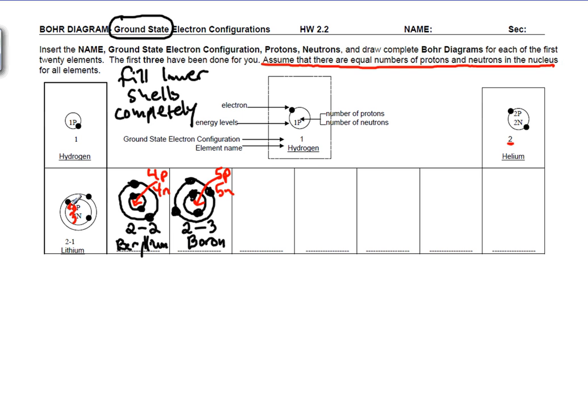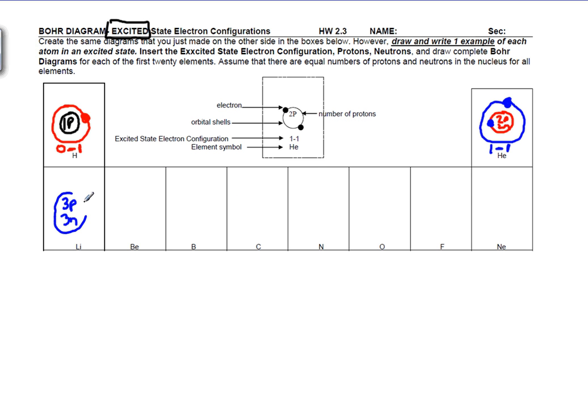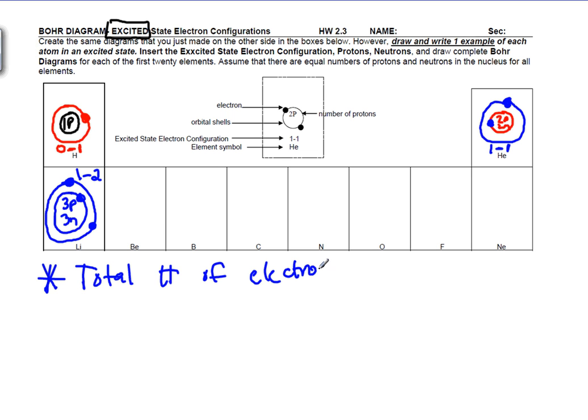Take one of those electrons and bump it up to the next shell. So instead of it being 2-1, we would take one of those electrons in the first circle, bump it up so that it would be 1-2. Total electrons is still 3, and all I've done is moved one of those electrons that was originally in the first shell up to the next shell. It's basically just bumping up electrons to higher shells. The only thing you need to make sure of is the total number of electrons remains the same.